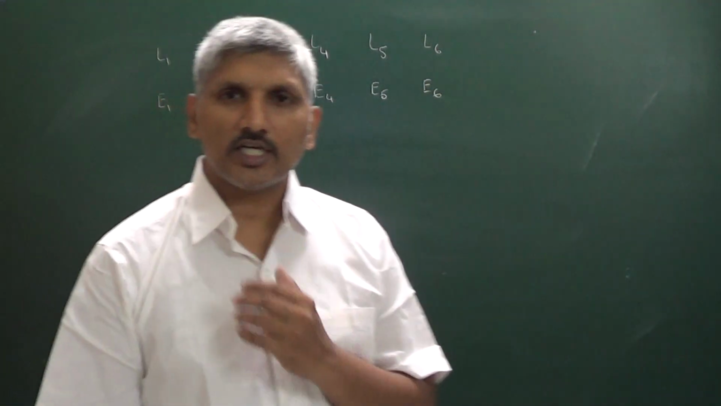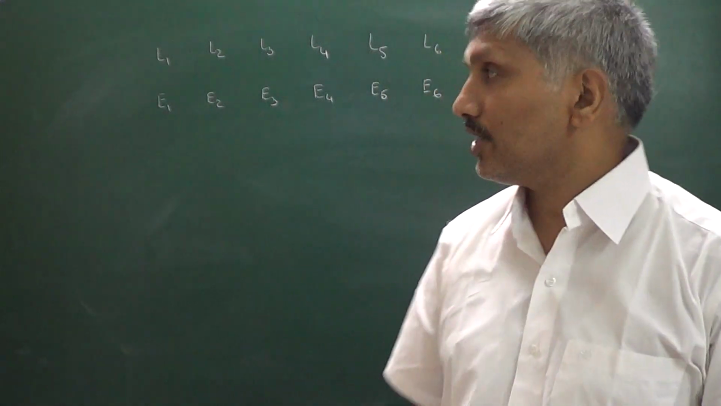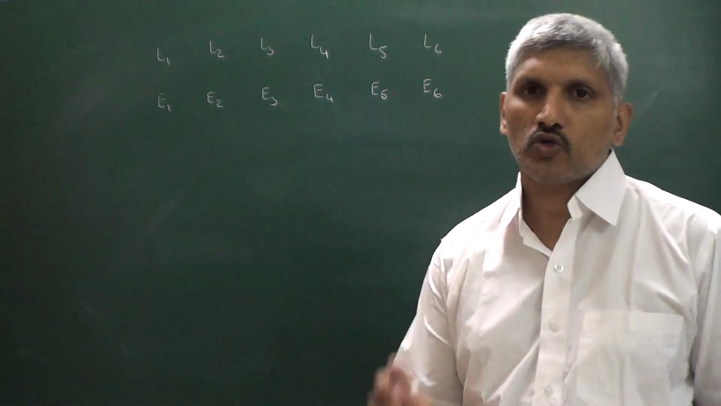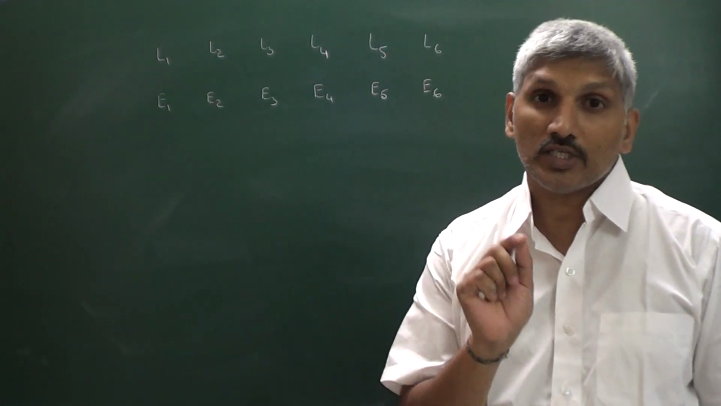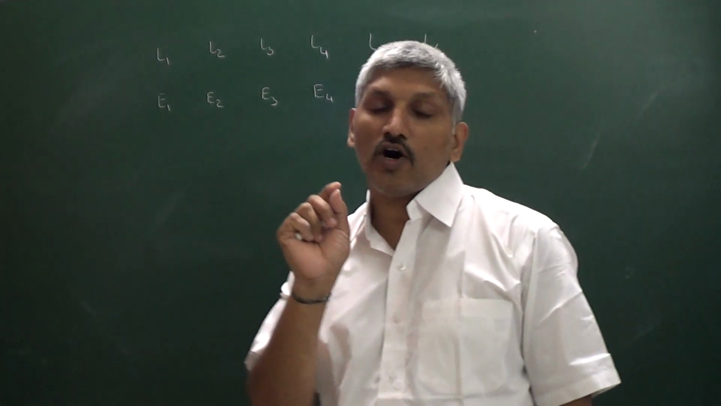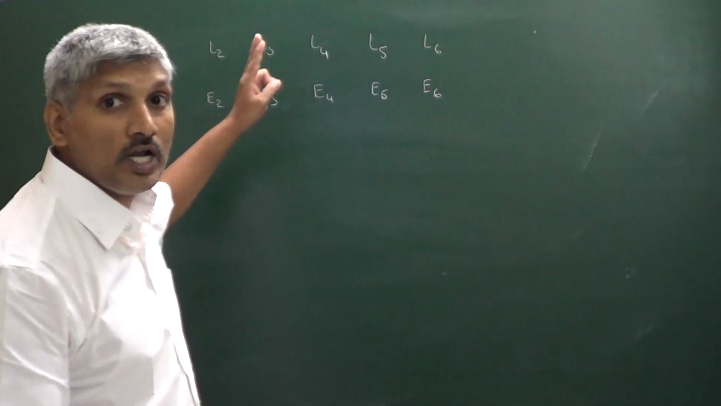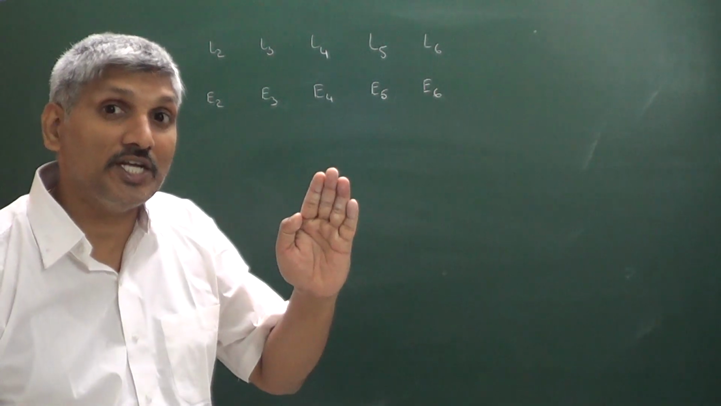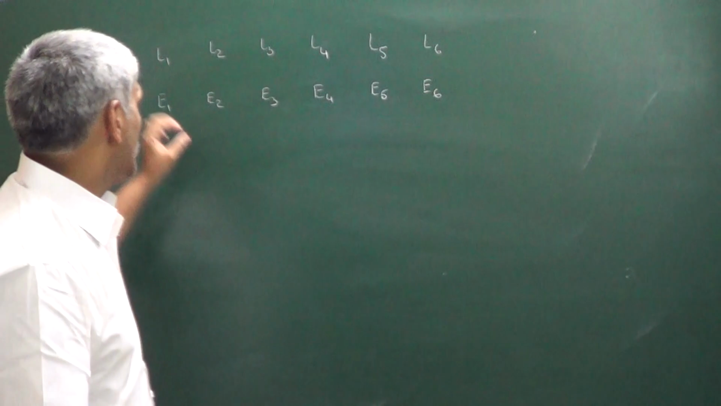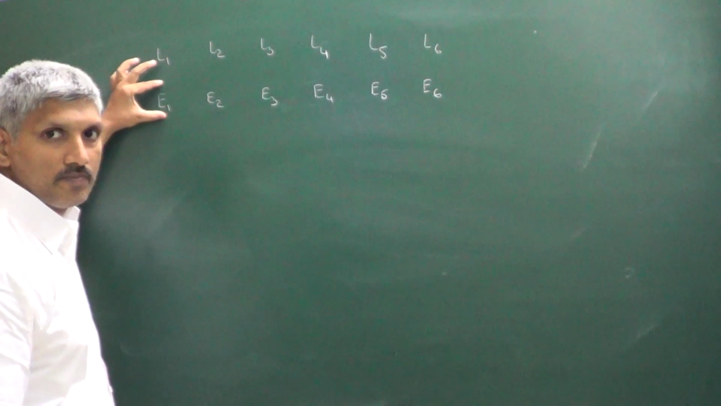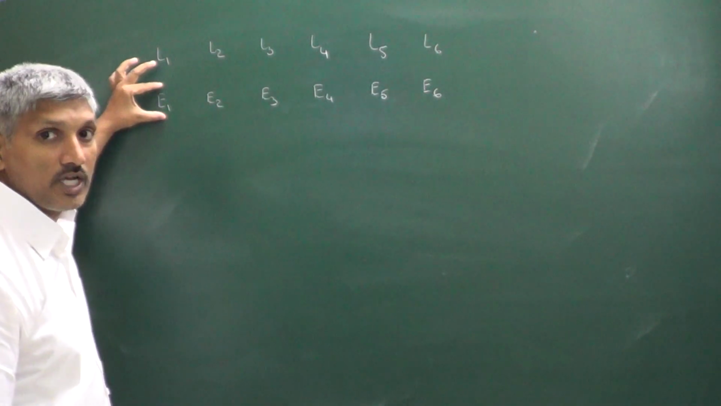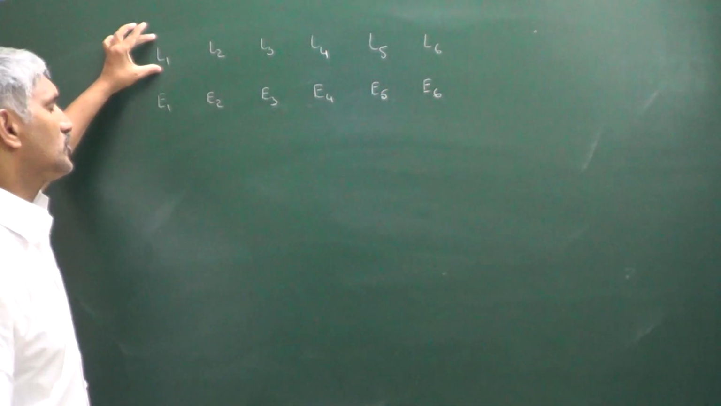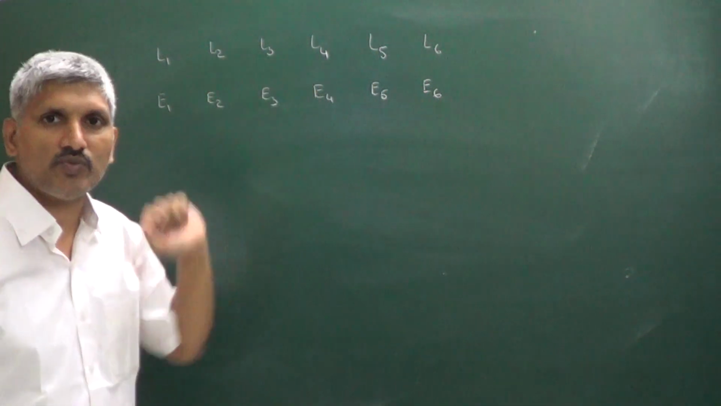Total we have 6 letters and 6 envelopes. These letters can be arranged in these envelopes in total 6 factorial ways. He is asking for the number of ways such that no letter is there in its original position. No letter is there in its original envelope, because this letter's envelope is this one, and this letter's envelope is this one. That means no letter goes to its own envelope.